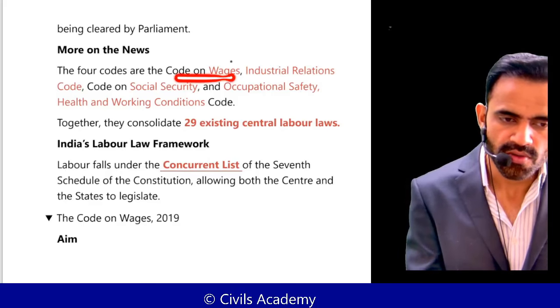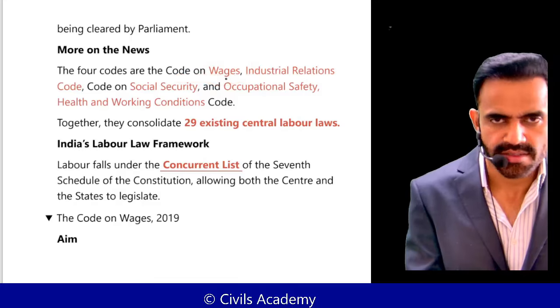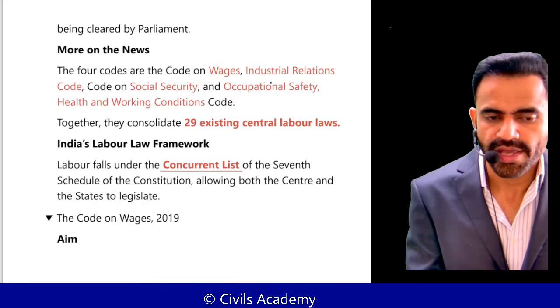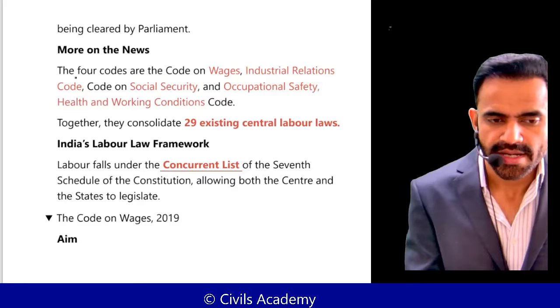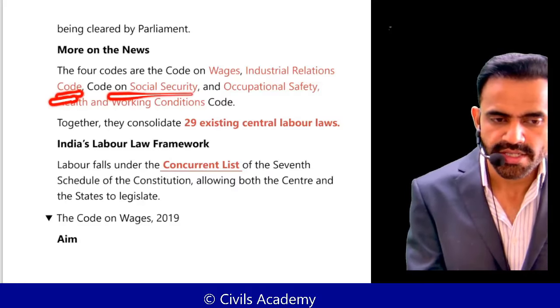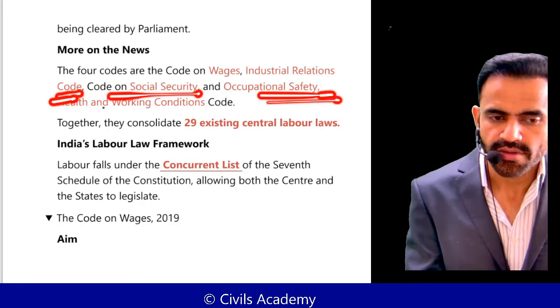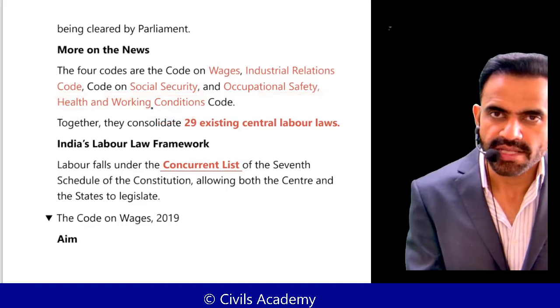One is code on wages. The name suggests that this is going to be related to wage. What should be the wage? And then there is a code on industrial relations. There is a code on social security, and then there is a code on occupational safety, health, and working conditions. So let's try to cover them one by one.